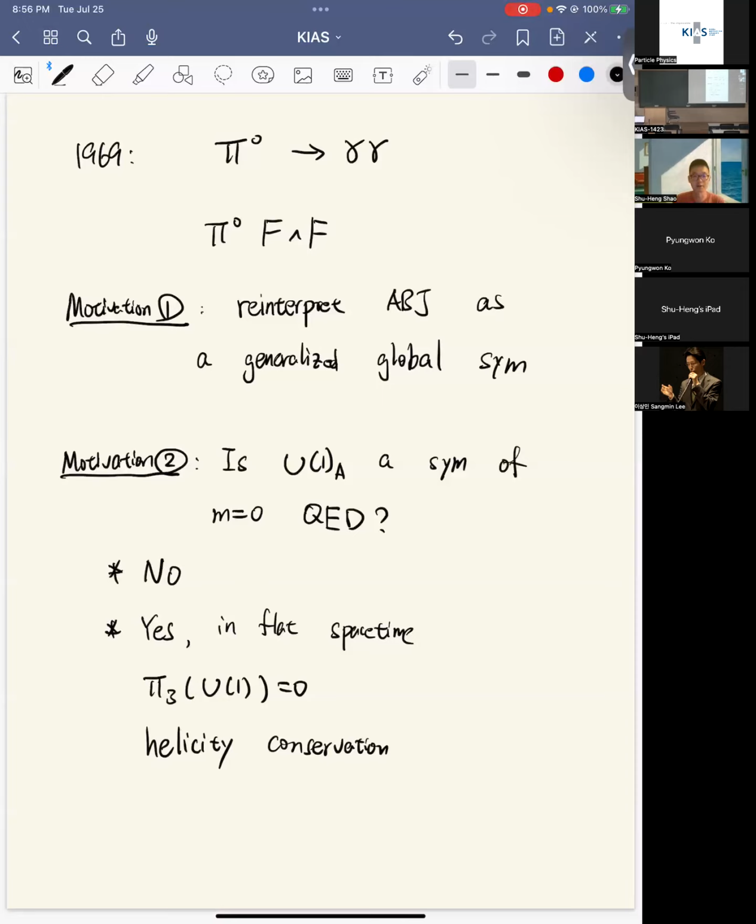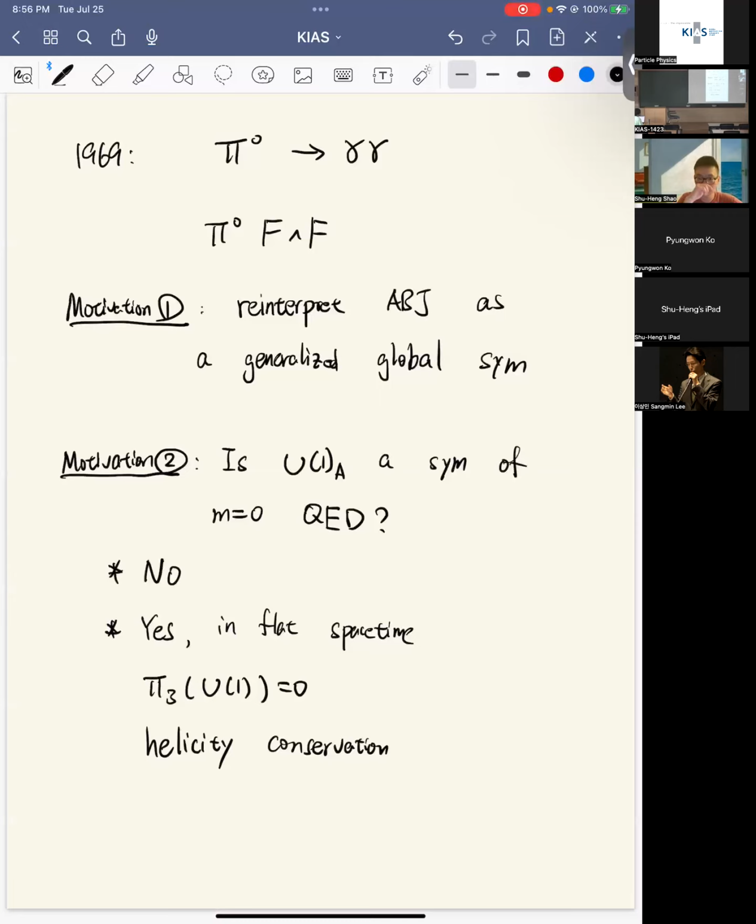Okay, any question at this point on the introductory remark on ABJ anomaly? Is it always possible to reinterpret the ABJ anomaly as a generalized global symmetry? In any case? The answer is no. It really depends on the details of the anomaly. Sometimes the anomalies lead to a non-invertible symmetry. Some other times it leads to a higher group. Some other times it just leads to nothing.